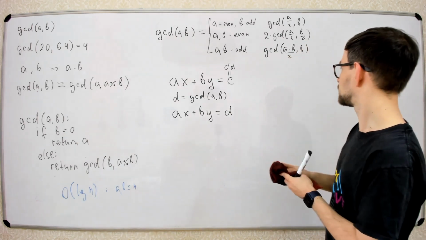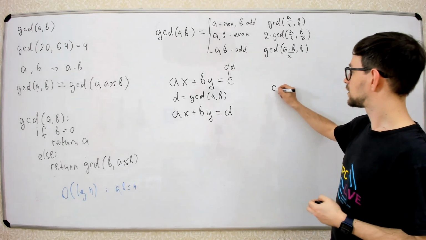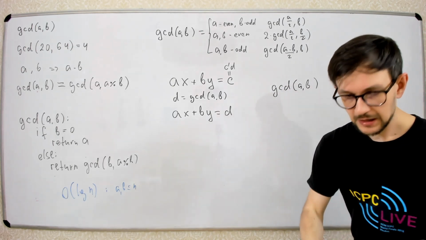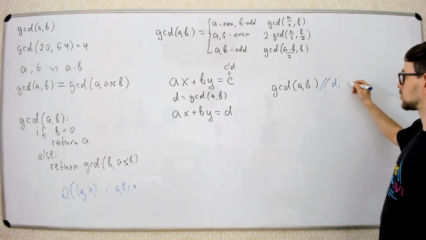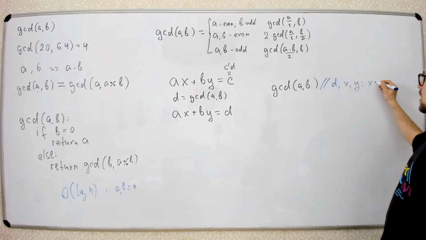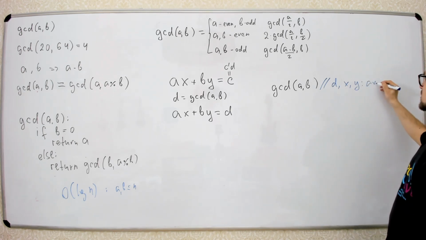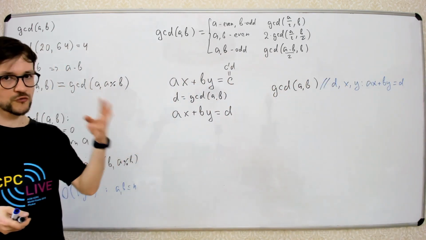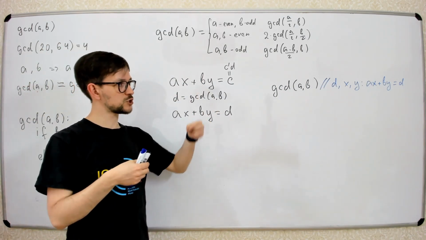So let's run this algorithm. Let's actually write it here again. So I want to calculate the greatest common divisor of a and b, and this function will return three values. Okay? It will return d and also x and y, such that ax plus by equals d. So my function will return the greatest common divisor of a and b, and also the linear combination of a and b, which gives you number d.